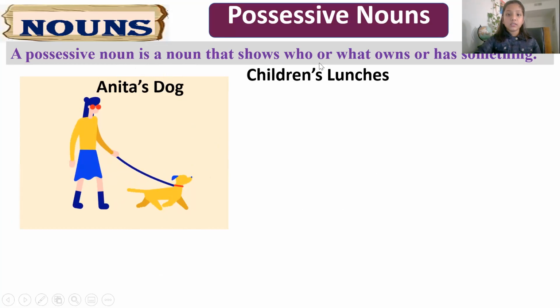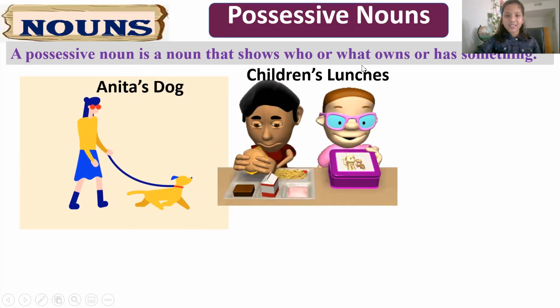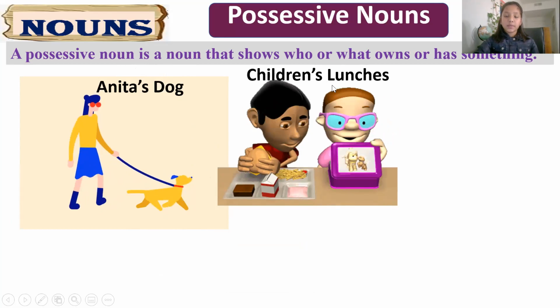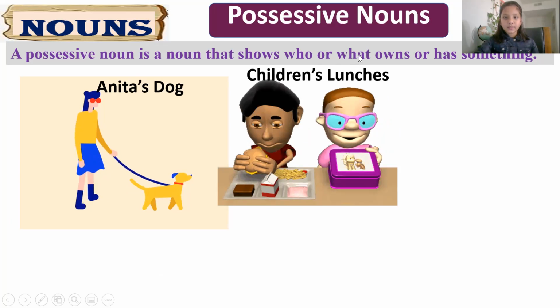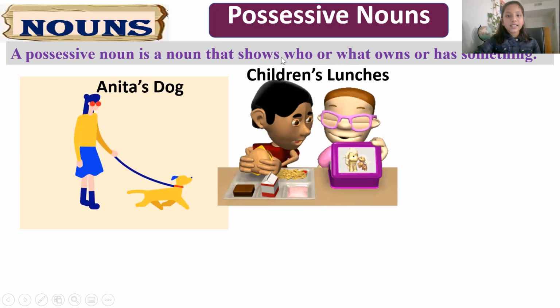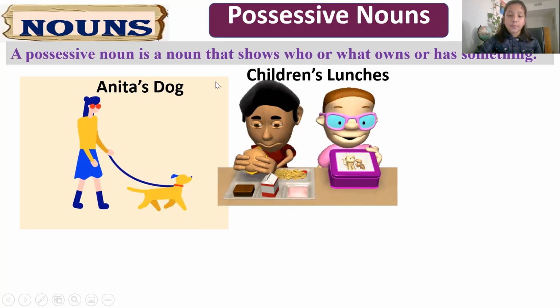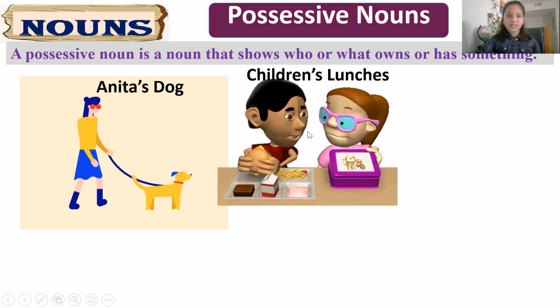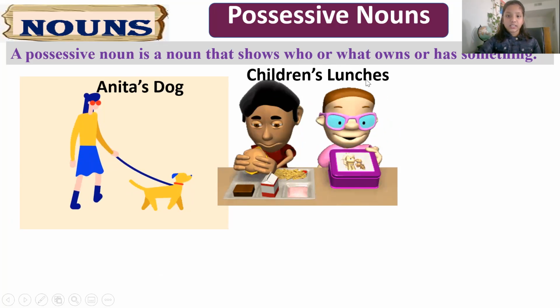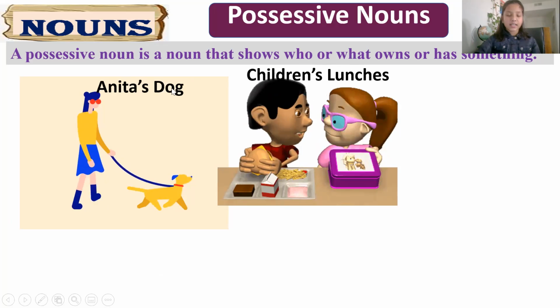And also children's lunches. See, the lunches belong to the children. So how do we say it? Children's lunches. See, children and Anita are both possessive. They show ownership of something. For children, they show lunches as their ownership. And for Anita, they show dog.